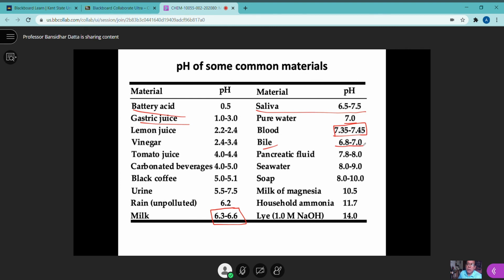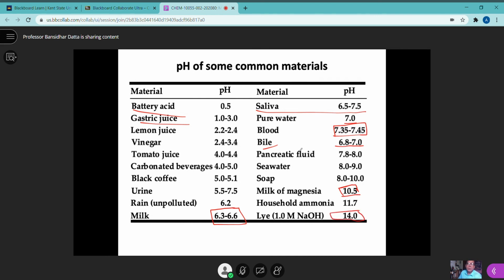Bile acid, that's basically our gallbladder, right? Our pancreas dumps plenty of it for the digestion, 6.8 to 7.0. Pancreatic juice, pancreatic fluid, 7.8 to 8.0. That's where all the enzymes are basically working. Seawater 8.0 to 9. Soap 8.0 to 10. That's why you see the bitterness once you put it in your mouth. Milk of magnesia, you neutralize the acidity, right? If you have an acidic stomach, it's 10.5. Ammonia has 11.7. Lye, you don't want to go there. 1.0 molar sodium hydroxide has pH 14.